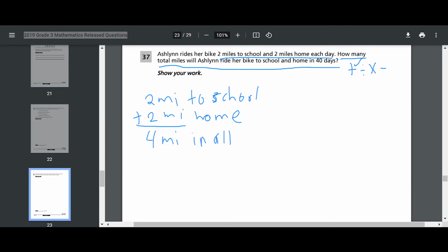Now we're going to continue because that's only part 1 of the question. Part 2 asks, how many total miles will Ashlyn ride her bike to school and home in 40 days? So every day, Ashlyn has been riding her bike to school for a round trip of 4 miles in all. That's just for one day. So we're going to write 4 miles in all for one day.